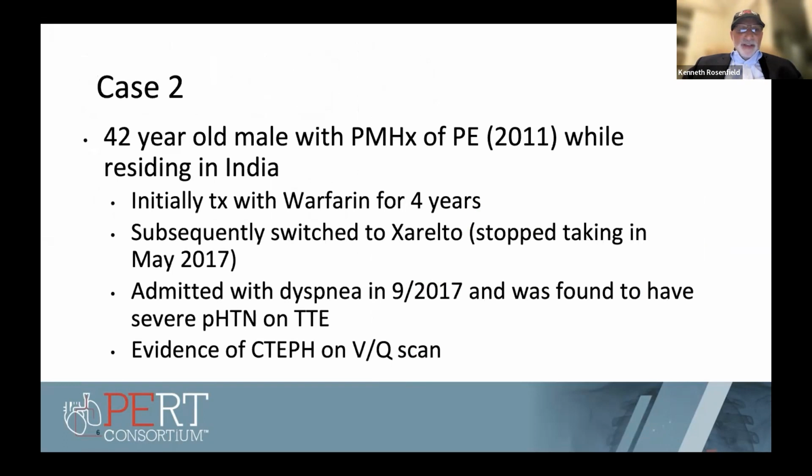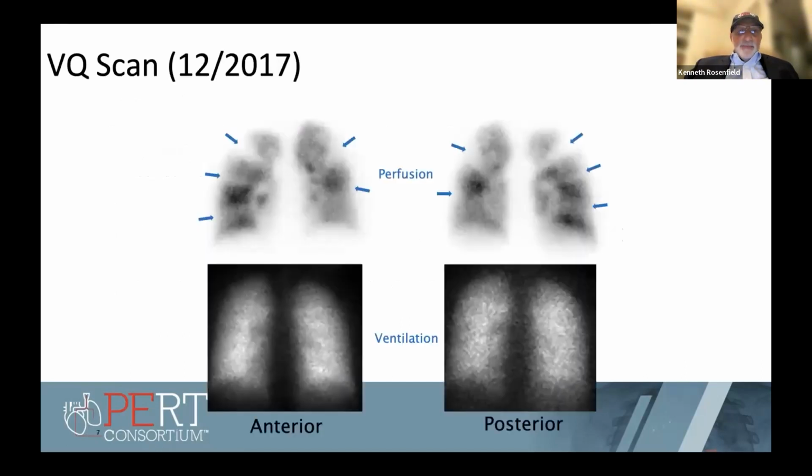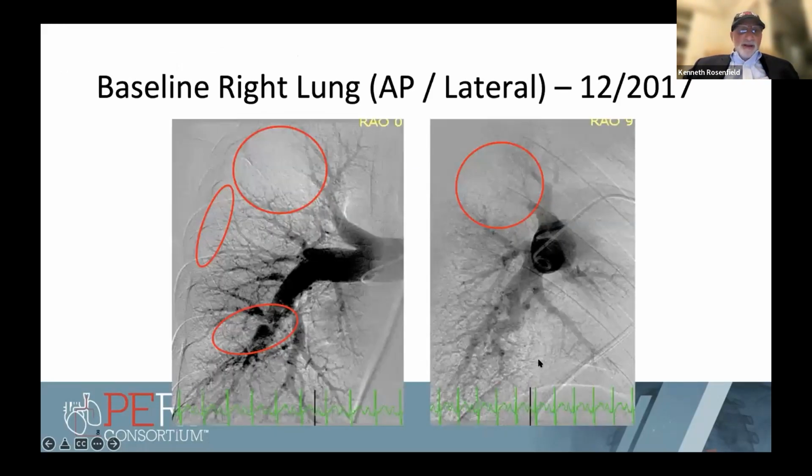The second case is a 42-year-old guy who we treated, had a PE in 2011 in India, treated with warfarin for 4 years, switched to DOAC and admitted with dyspnea in 2017 and found to have severe pulmonary hypertension and CTEPH on VQ scan. You can see multiple areas of gaps of perfusion here in the imaging study. Ventilation was totally normal. And here was his baseline angiogram showing gaps that correlated to those perfusion deficits.